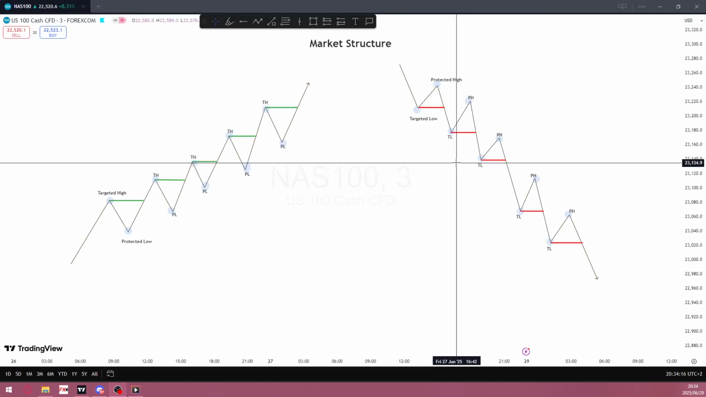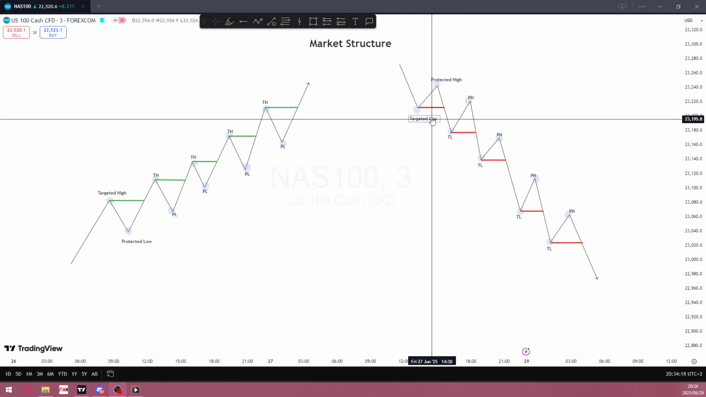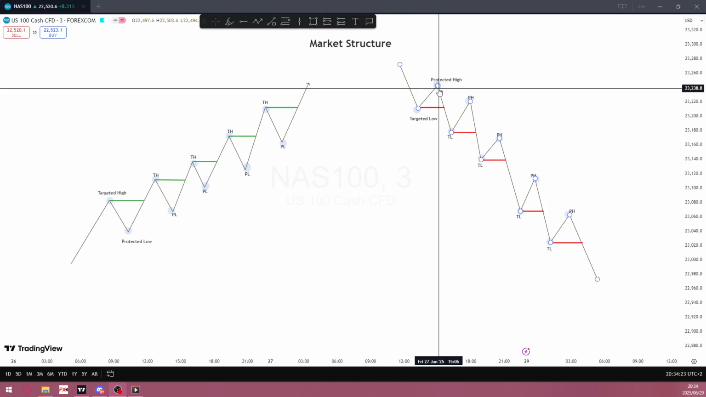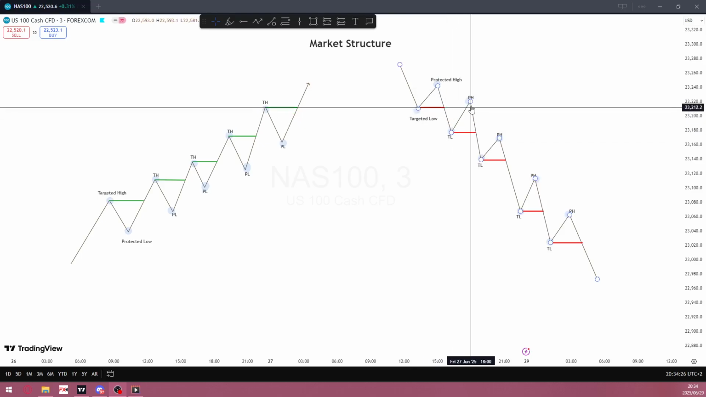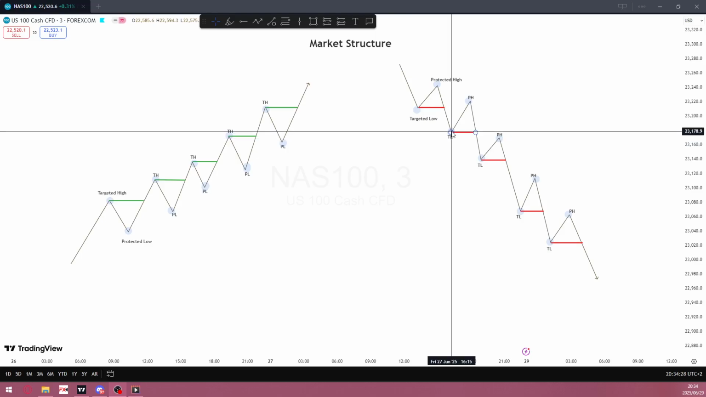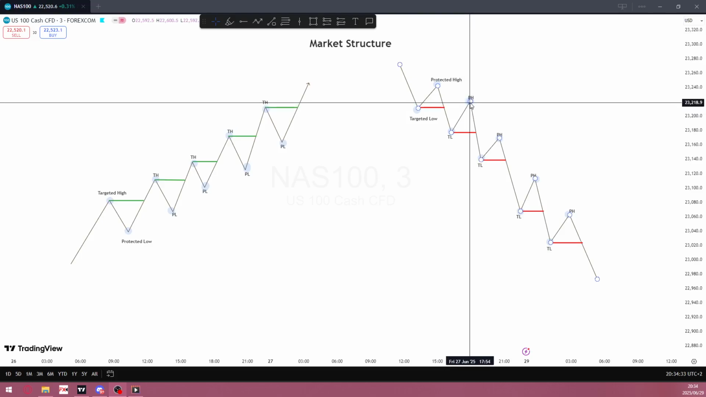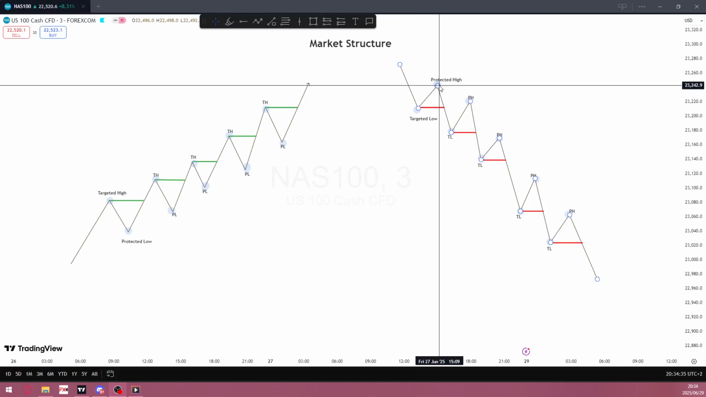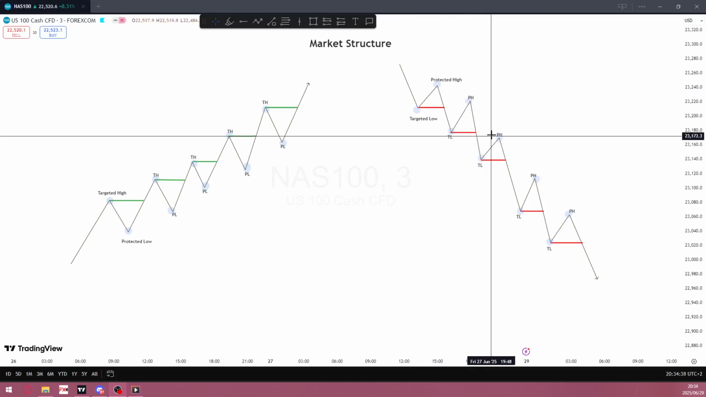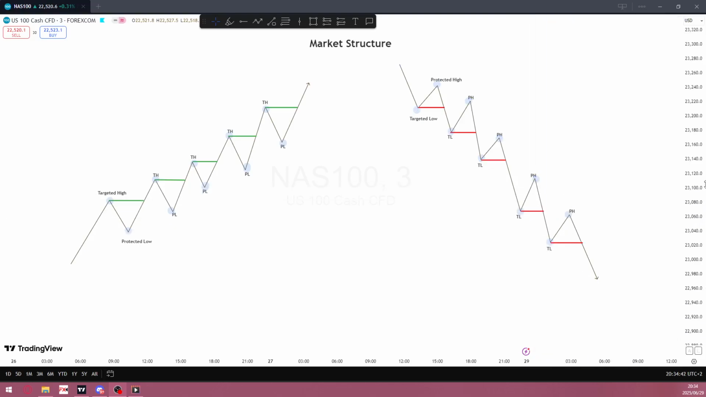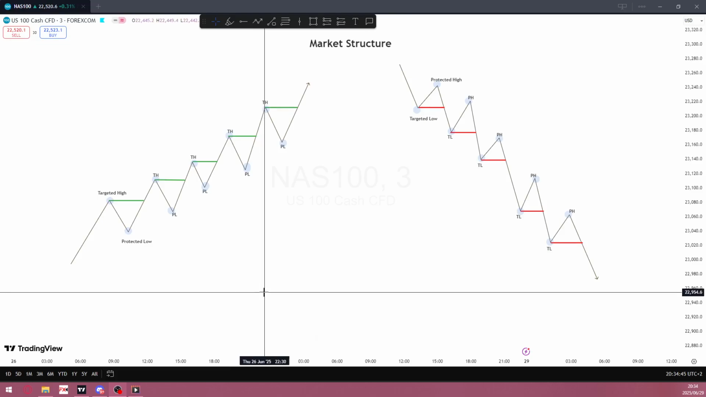Bearish market, exact same concept, just reversed. A bearish market will start off with a low, followed by a high, followed then by a lower low, followed then by a lower high. Reason this is a lower low is because this low is lower than that low. Reason this is a lower high is because that high is lower than this high. And so it continues, lower low, lower high, and so on and so forth. Okay. Now, the main thing that makes market structure so important is the expectation it creates.